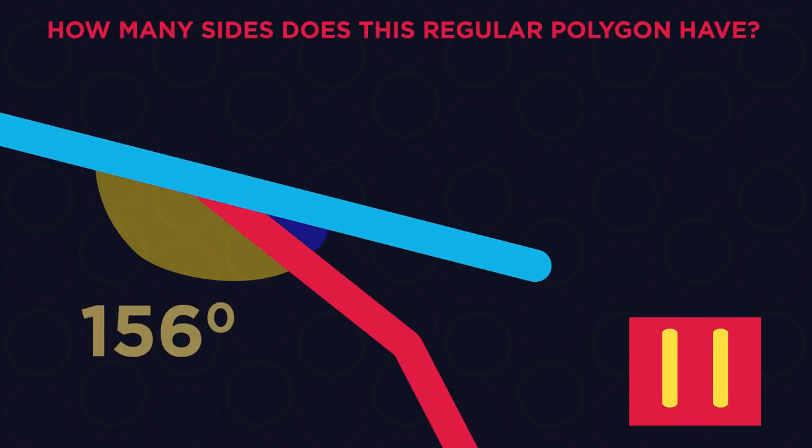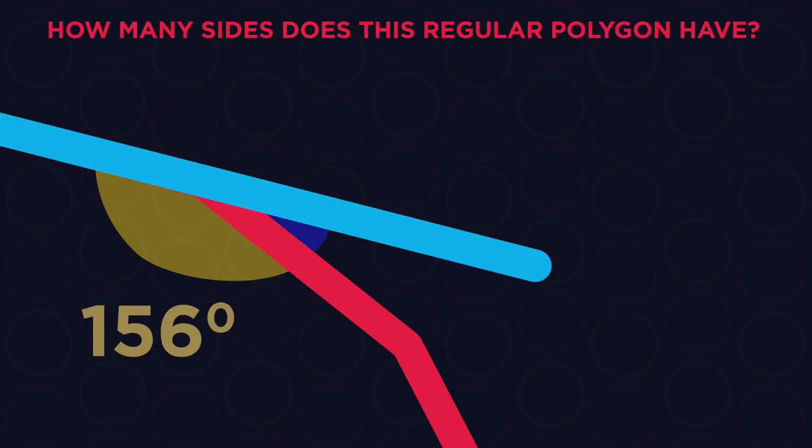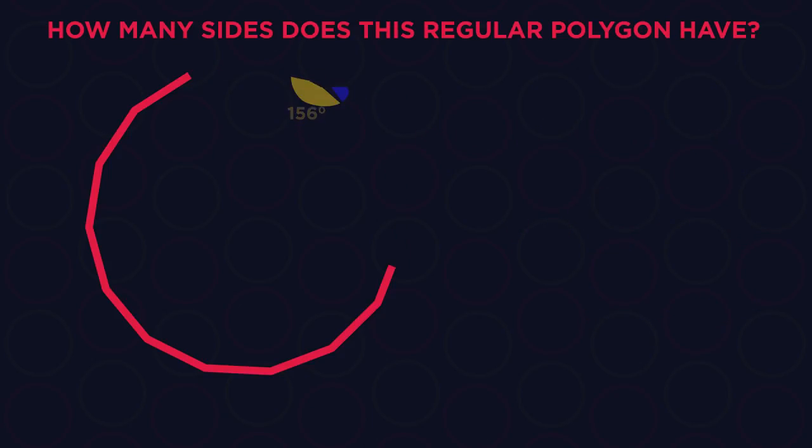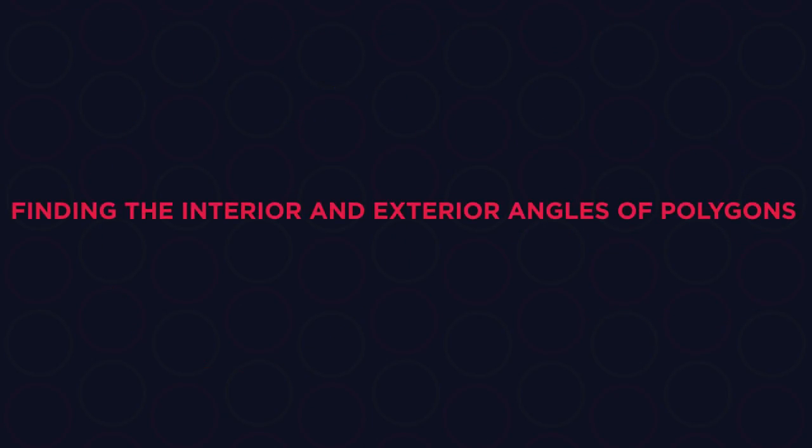Here's one for you to do. How many sides does this regular polygon have? Pause the video, work it out and click play when you're ready. Did you get it right? It's a 15-sided polygon. So there we have finding the interior and exterior angles of polygons.